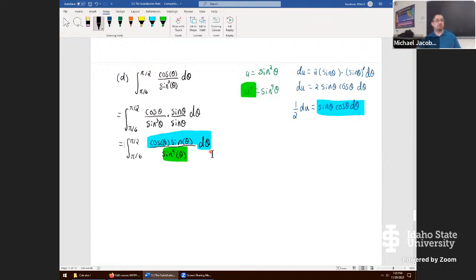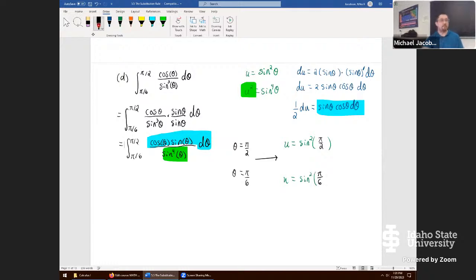The variable here is theta, so the way I would start this step is by writing theta equals pi over 2. There's our upper limit. Theta equals pi over 6. That's our lower limit. Then transform this into a variable for u. U is now going to be sine squared of the first thing, pi over 2. Then down below, u will be equal to sine squared of the second value, pi over 6, the lower limit of integration.